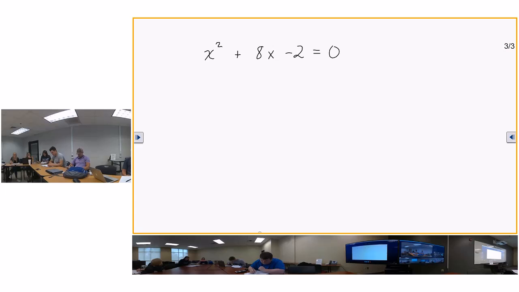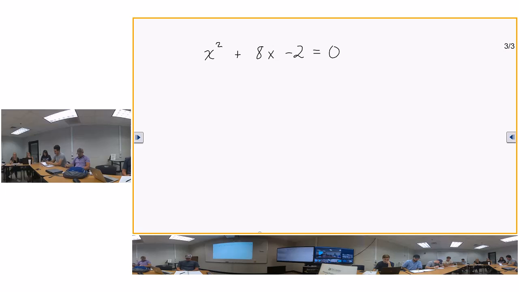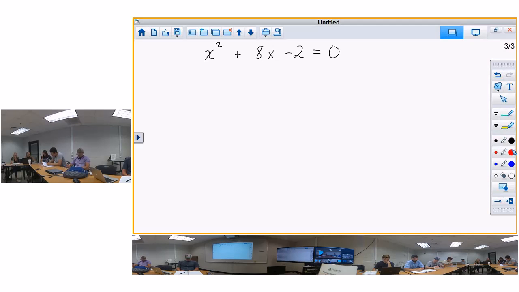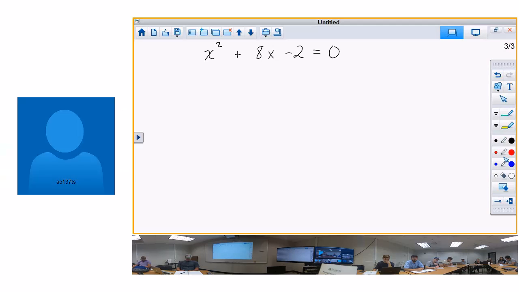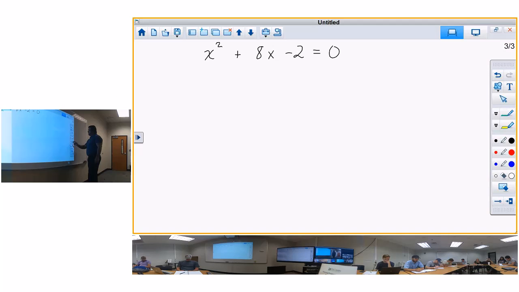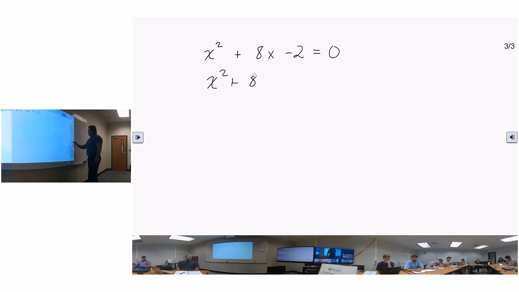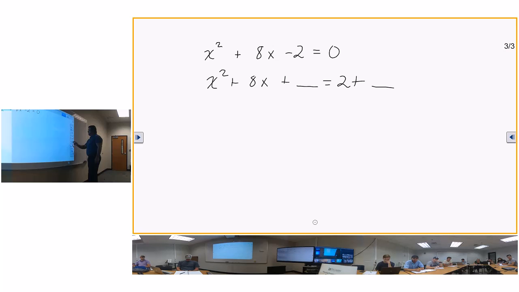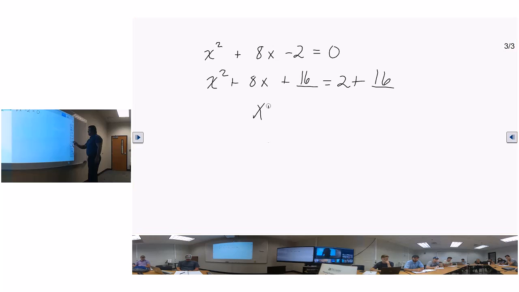So, what's the first step? We already did that. Pay attention. Move C. No, I'm just kidding. Move C. X squared plus 8x plus blank is equal to 2 plus blank. Half of 8? 4. 4 squared is? 16. X plus 4, quantity squared, shortcut number 1, is equal to 18.